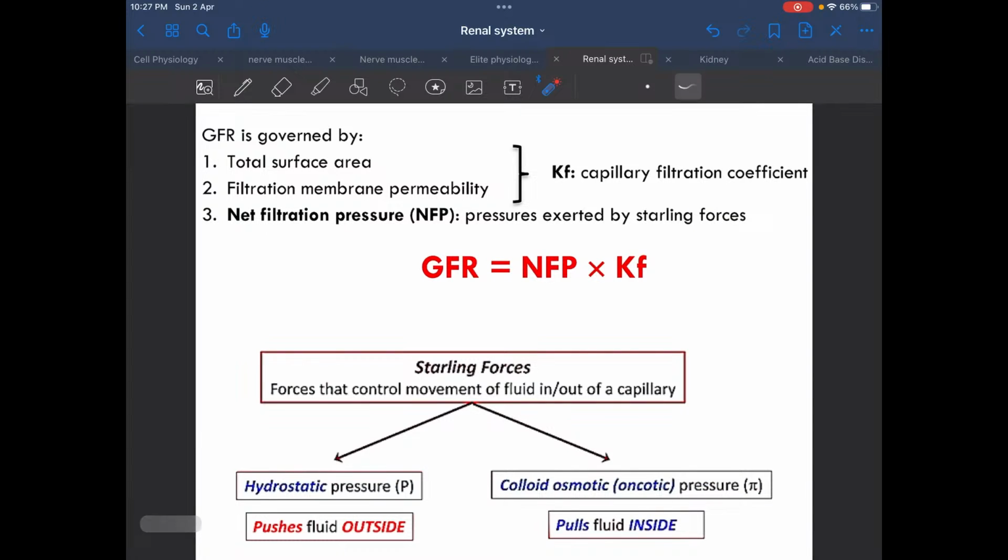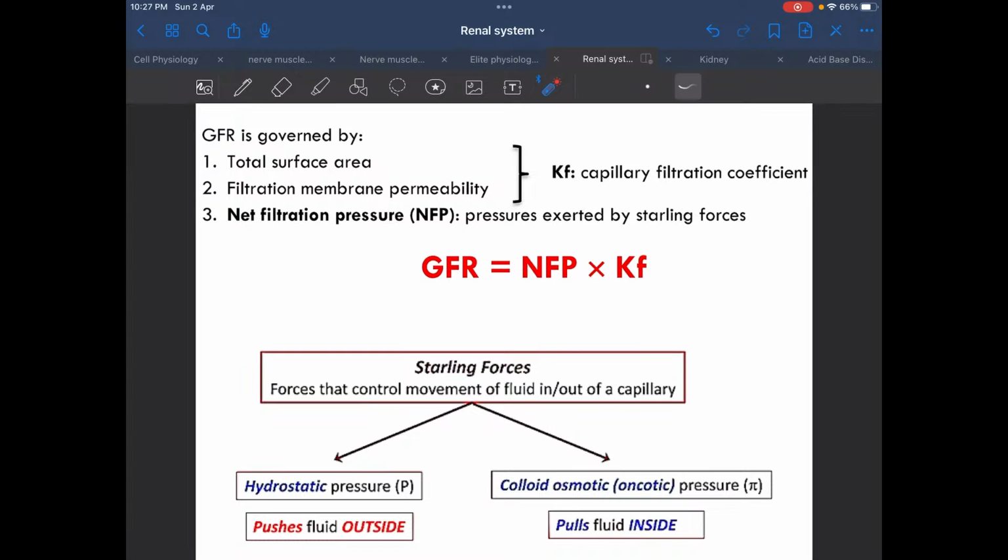Next, we move on to what GFR is governed by. We have the total surface area of the exchange that is happening. That is one thing. The second thing is the membrane permeability, which is all dependent on the capillary filtration coefficient. So these two things, the total surface area as well as the membrane permeability of the nephron, depend on the capillary filtration coefficient, Kf, which is about 12.5 ml per minute per millimeter of mercury, which we multiply by the net filtration pressure of 10, the pressure exerted by the Starling forces, right? So the GFR amounts to net filtration pressure times Kf, right?